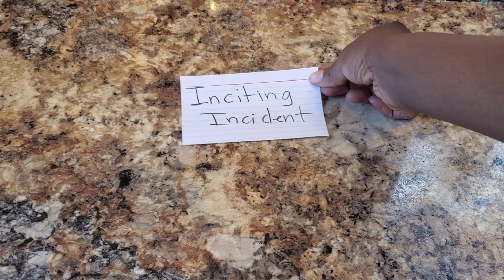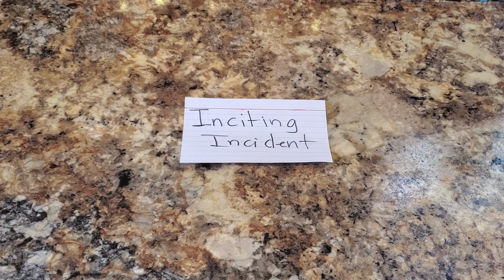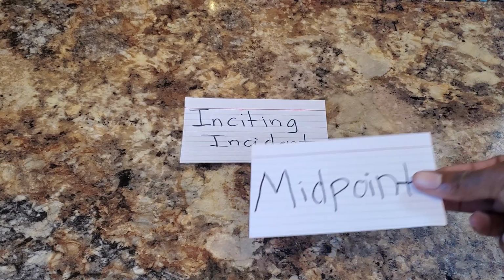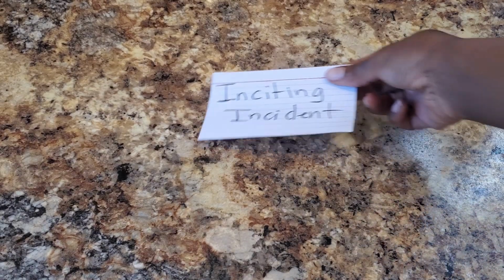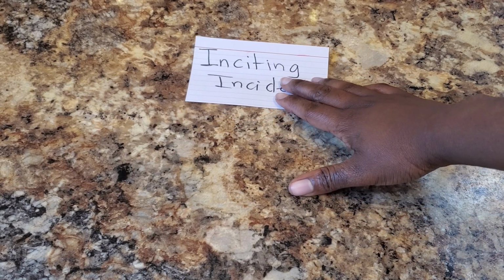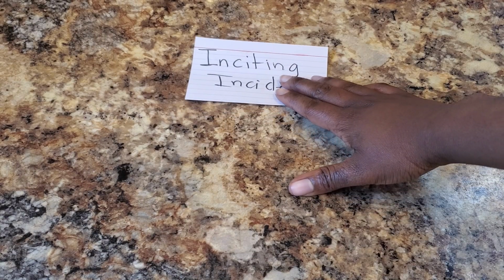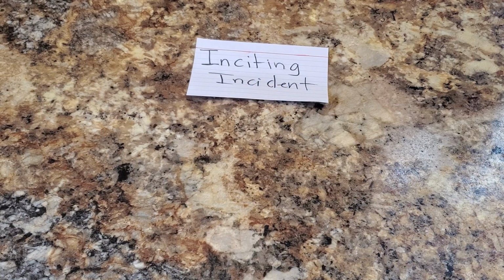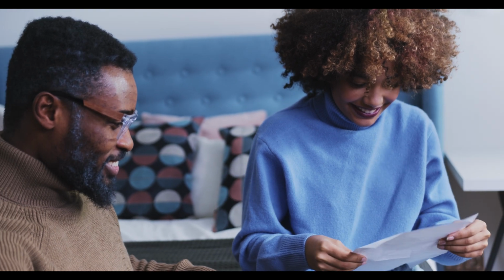Two key plot points. Now let's zoom out and think about two major events: the inciting incident and the midpoint. The inciting incident, this is the moment that kicks your character out of their comfort zone. It forces them to make a decision they can't take back. For example, a mysterious letter, a betrayal, or a job offer they can't refuse.